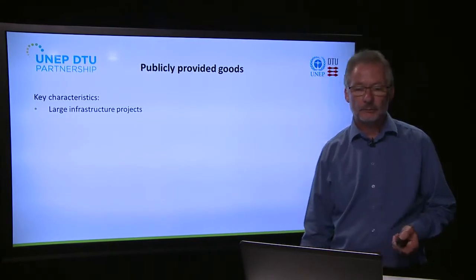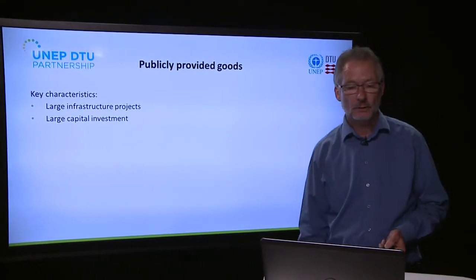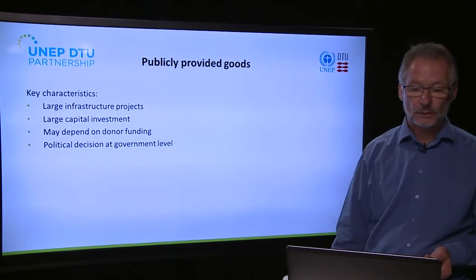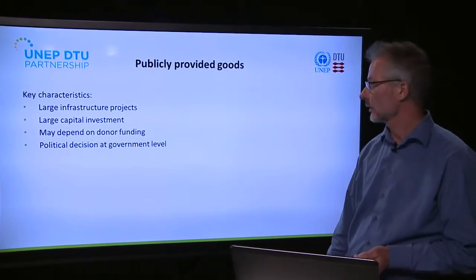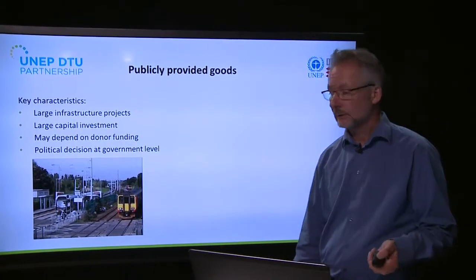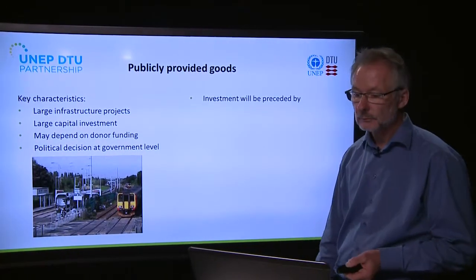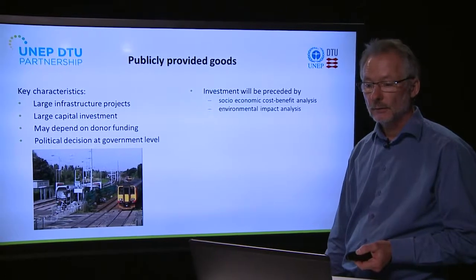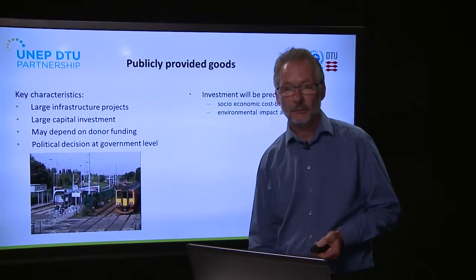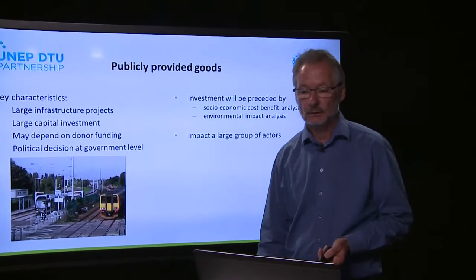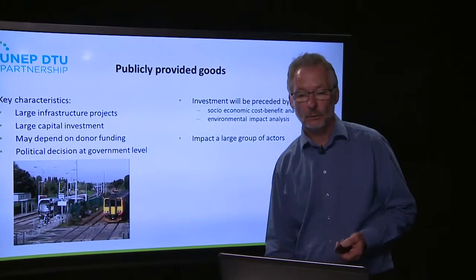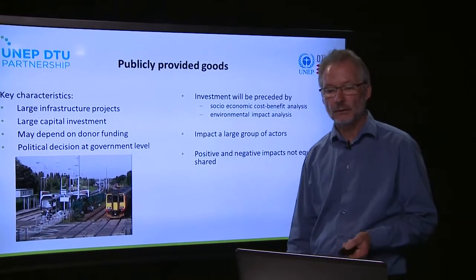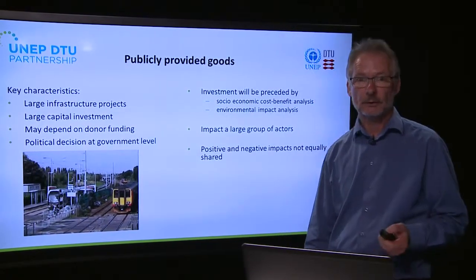Publicly provided goods are generally large infrastructure projects with large capital investments, which may depend on donor funding and which always are dependent on political decisions at government level, as for example in this case of a mass transport system. These type of investments will always be preceded by socio-economic cost-benefit analysis, by environmental impact analysis. Due to their size, the impact of these projects will always touch a large group of actors. And what is important to note is that positive and negative impacts are not equally shared among different groups in society.